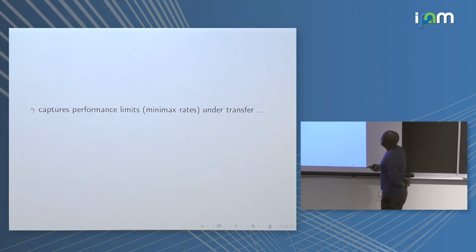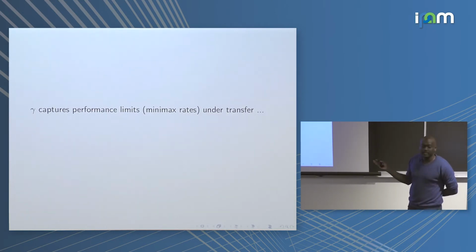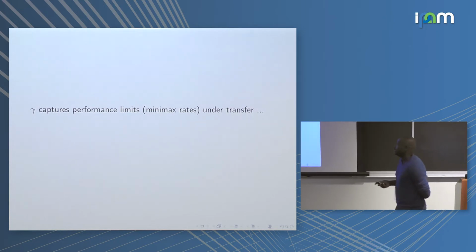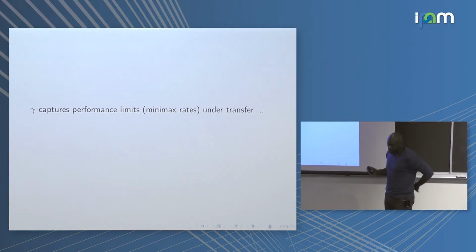All right. So gamma captures the performance limit. I haven't shown any theoretical result yet as to how. And so it's hard to describe the theoretical result, so I'll try to give you a sense of the type of result that we have obtained in terms of minimax rates, information theoretic minimax rates.